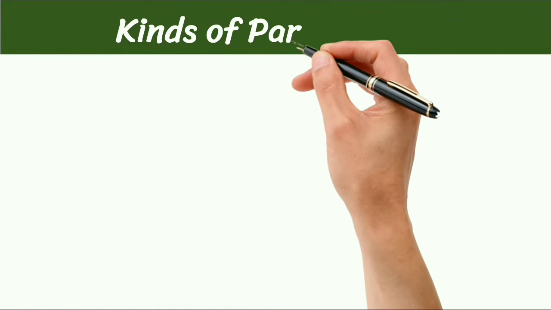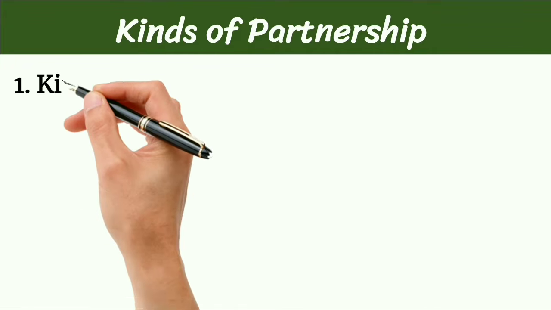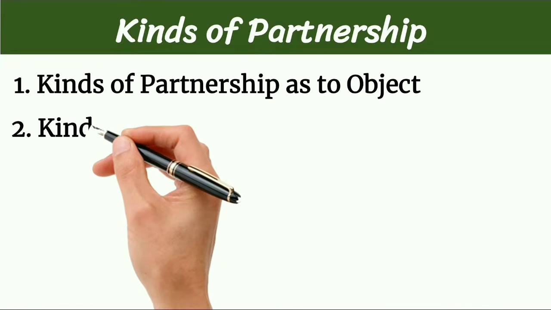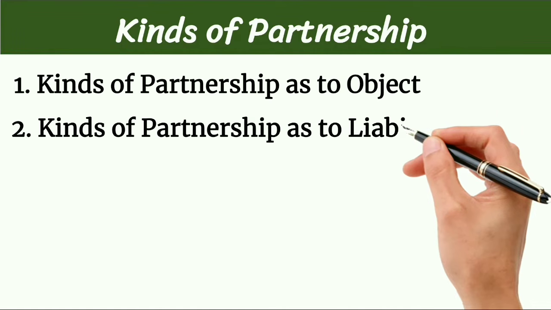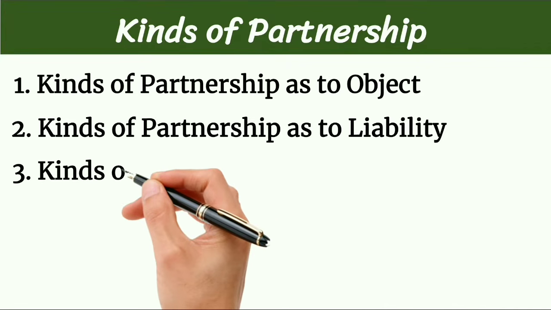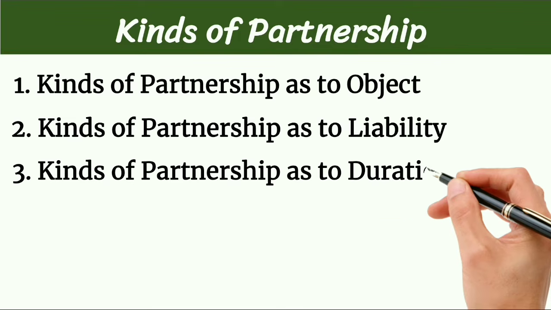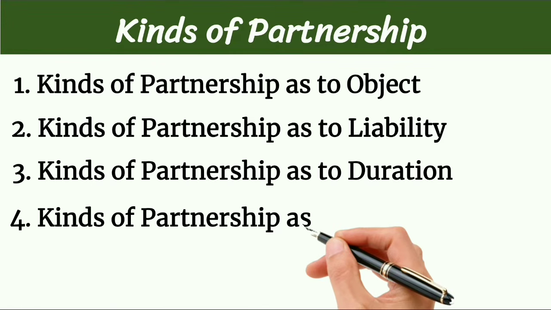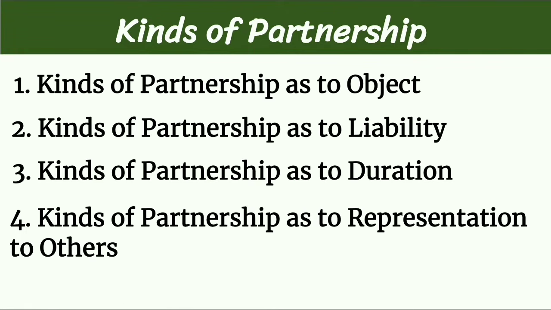Let's start with the kinds of partnership. So there are kinds of partnership as to object. There are also kinds of partnership as to liability. There are also kinds of partnership as to duration. And there are also kinds of partnership as to representation to others.